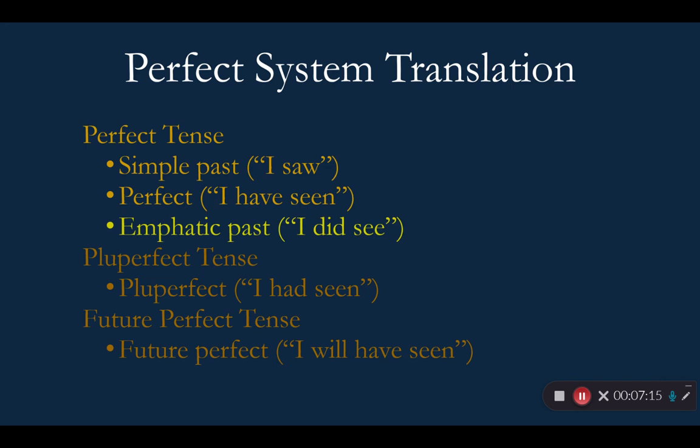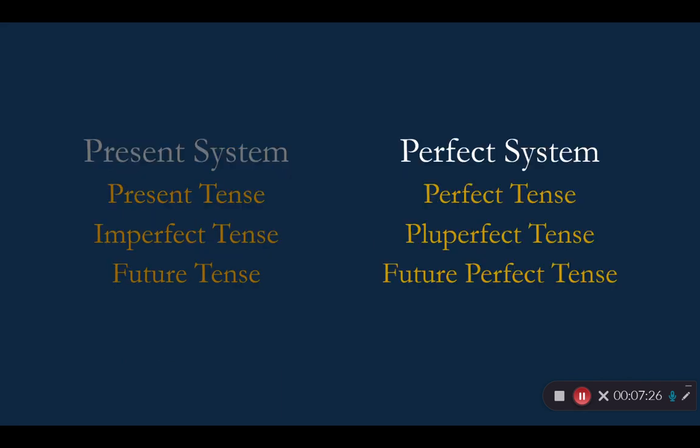In all, there are 3 English helping verbs that you can use to translate the Latin perfect: have, has, and did. Now remember, there are 6 tenses in all, split into 2 systems. The perfect system consists of 3 tenses: the perfect, the pluperfect, and the future perfect.